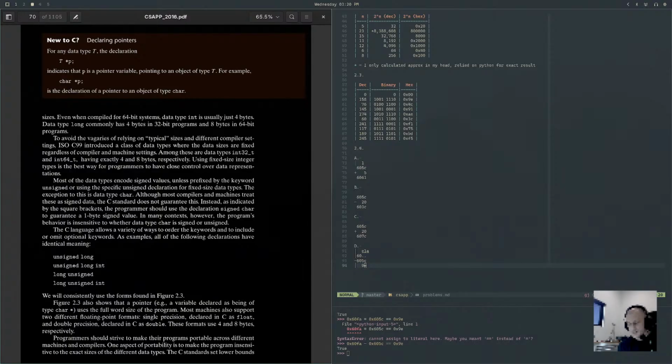The exception to this is data type char. Although most compilers and machines treat this as signed data, the C standard does not guarantee this. Now I'm going to highlight this because I think it's important.